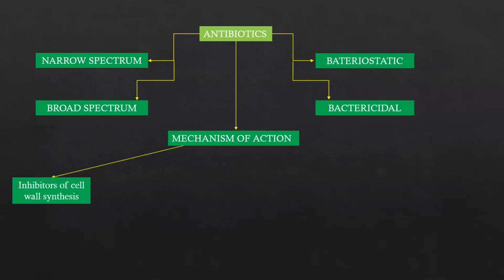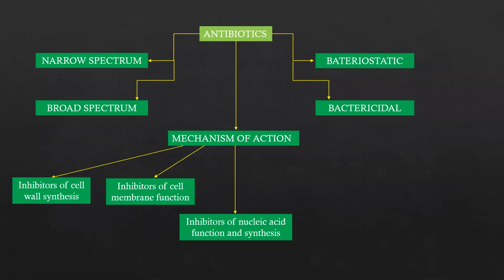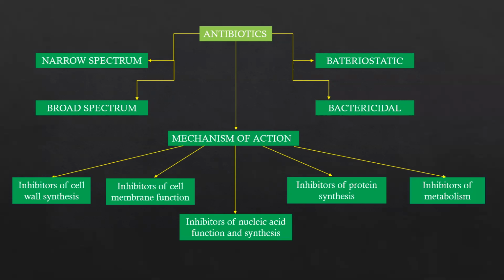Also, antibiotics are classified according to the mechanisms of action. The first one is the inhibitors of cell wall synthesis. Second, inhibitors of cell membrane function. It is also classified as inhibitors of nucleic acid function and synthesis, inhibitors of protein synthesis, as well as inhibitors of metabolism. But in this video, we will be focusing on the inhibitors of cell wall synthesis as well as the inhibitors of cell membrane function.